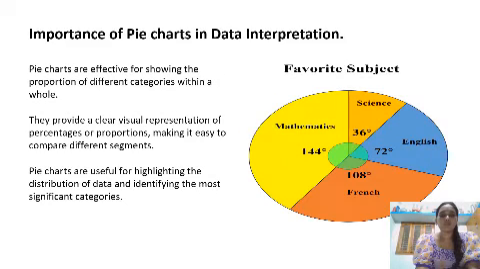Importance of pie charts in data interpretation. Pie charts are effective for showing the proportion of different categories within a whole. They provide a clear visual representation of percentages or proportions, making it easy to compare different segments. Pie charts are useful for highlighting the distribution of data and identifying the most significant categories.